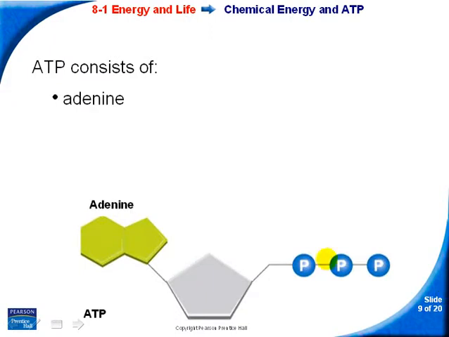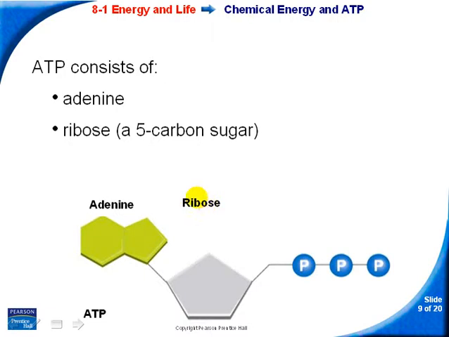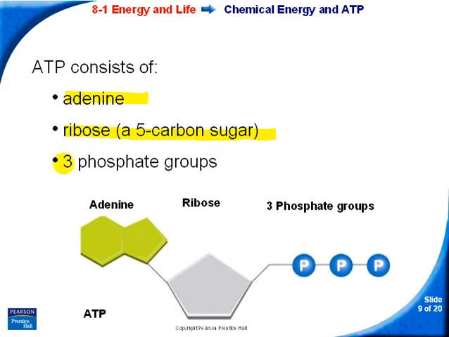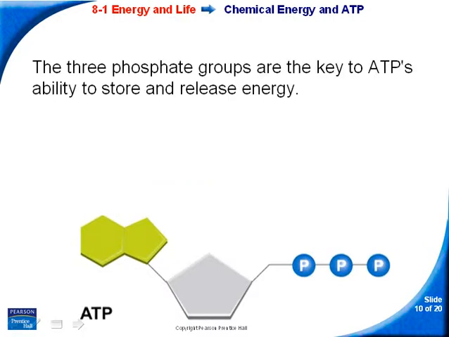It consists of adenine, a ribose, we know ribose is a 5-carbon sugar, and lastly, 3 phosphate groups. 1, 2, 3. So adenine, we're familiar with. Maybe familiar with that. Ribose, maybe familiar with that too. And then 3 phosphate groups. So where the energy is stored is in the 3 phosphate groups. That's the key to it.